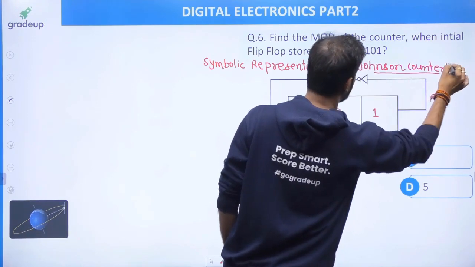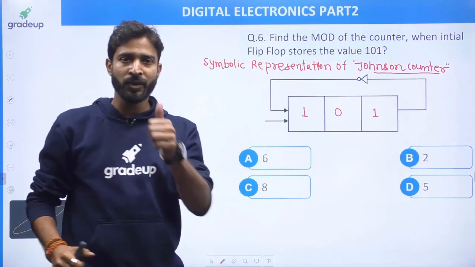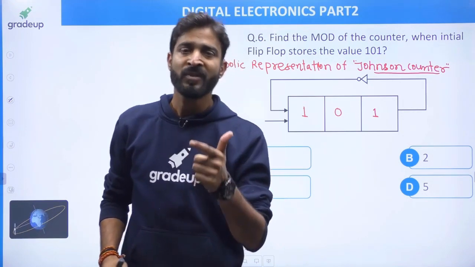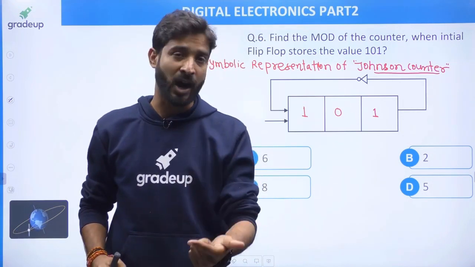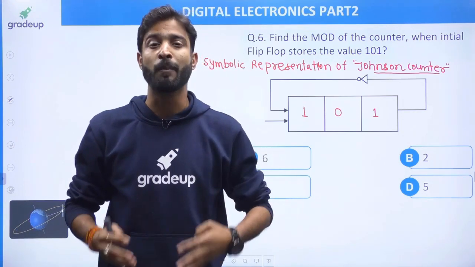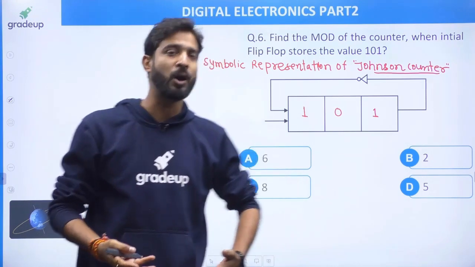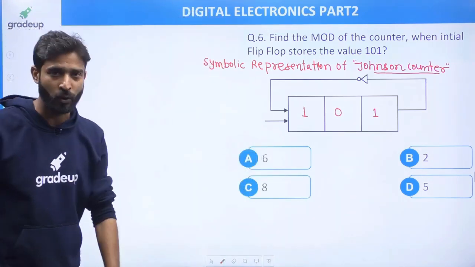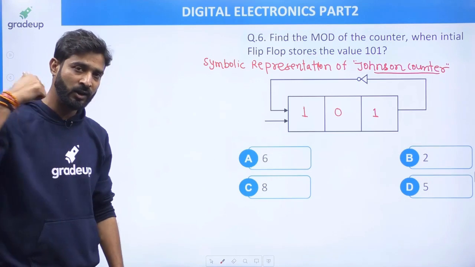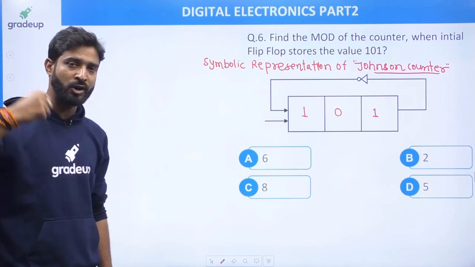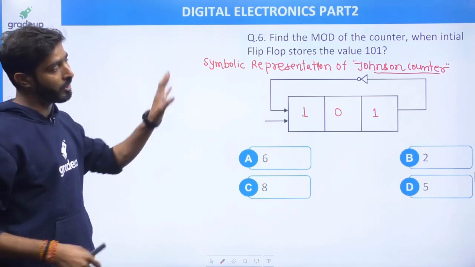What are the other names of the Johnson counter? First name, Johnson counter. Second name, twisted ring counter. Third name, creeping counter. Fourth name, Mobius counter. Fifth name, walking counter. So there are five names for the Johnson counter. Again, I am repeating: Johnson counter, twisted ring counter, creeping counter, Mobius counter, walking counter. All of these basically belong to the Johnson counter.